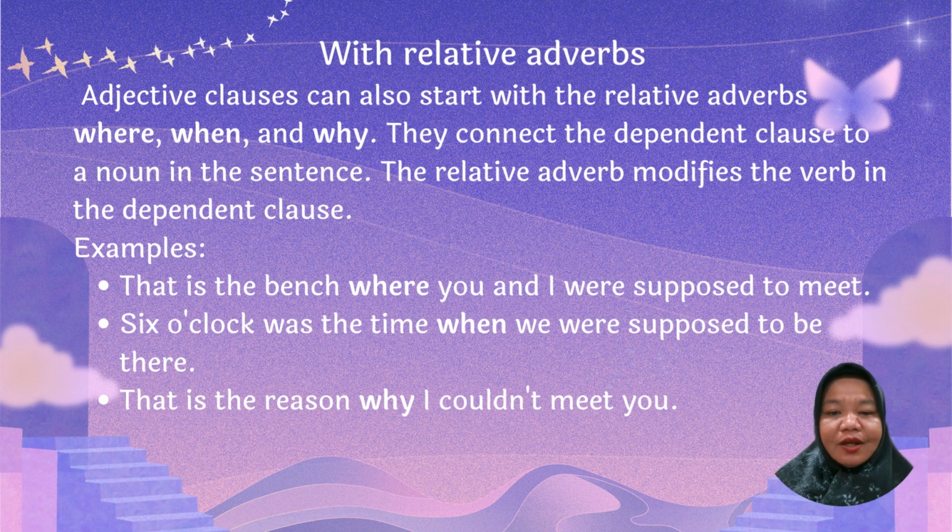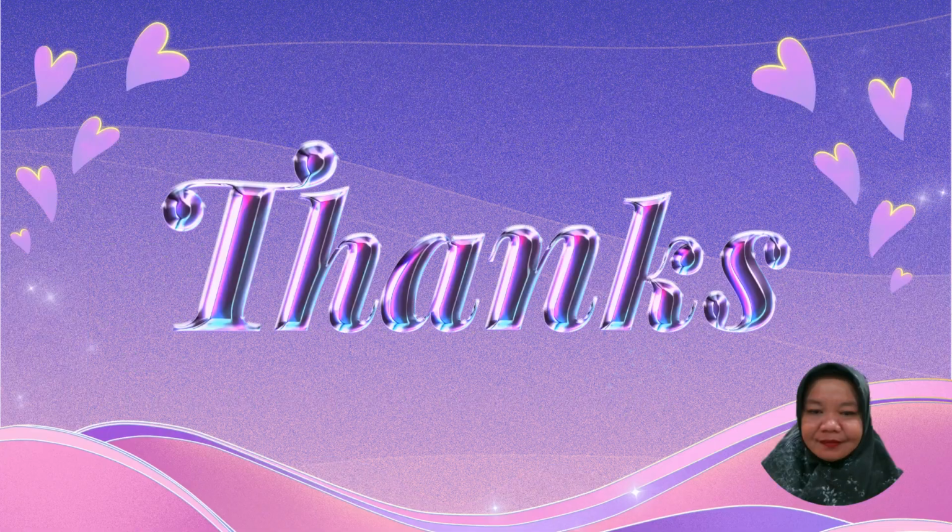Relative clauses can also start with the relative adverbs where, when, and why. They connect the dependent clause to a noun in a sentence. The relative adverb modifies the verb in the dependent clause. For example, that is the bench where you and I were supposed to meet. Six o'clock was the time when we were supposed to meet. Then, that is the reason why I couldn't meet you.